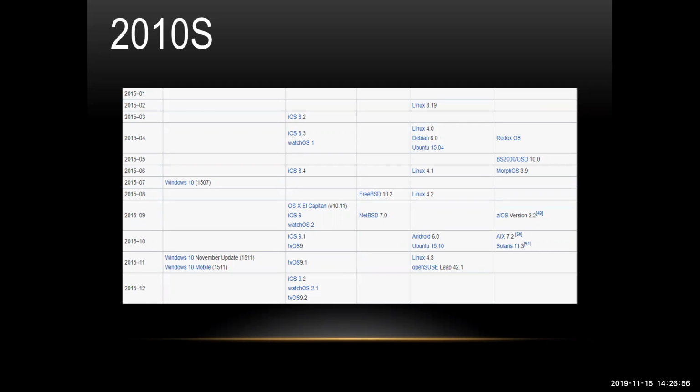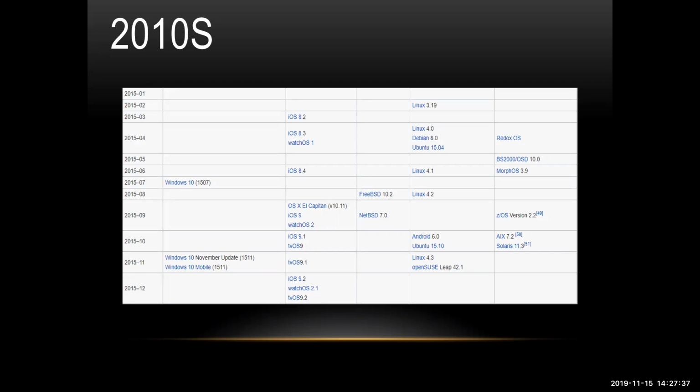Watch OS is the operating system of the Apple Watch, developed by Apple Incorporated. Linux 4.0, Debian 8.0, Ubuntu 15.04, and Redox OS. Redox is a Unix-like microkernel operating system written in the programming language Rust, a language with a strong focus on safety, stability, and high performance. Redox aims to be secure, usable, and free.